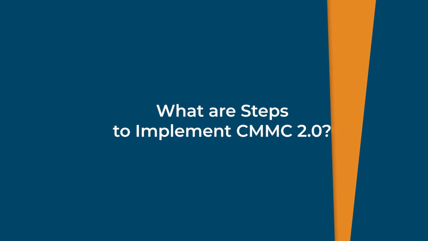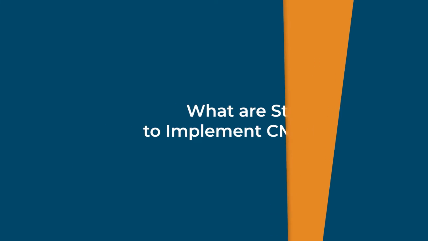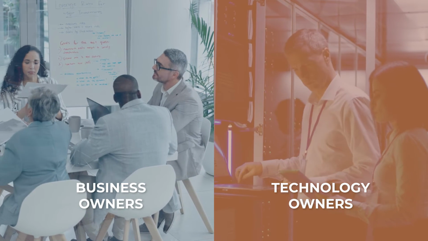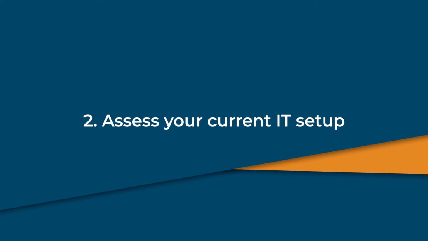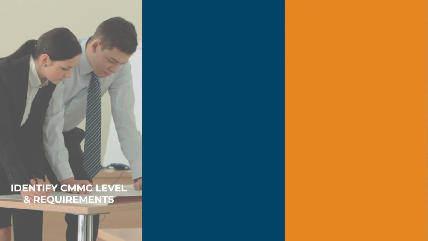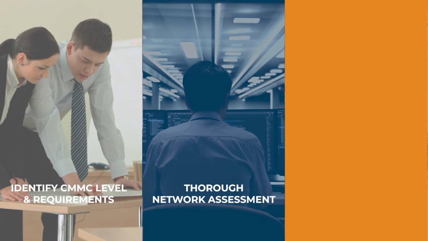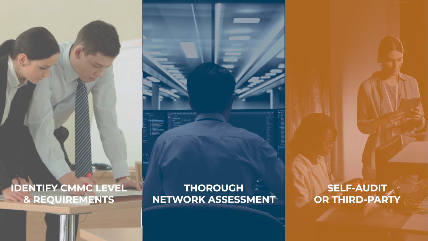Steps to implementing CMMC 2.0. First off, get the right people on board. You'll need high-level business owners involved in this process, in addition to technology owners, particularly those who are responsible for business risk. 2, assess your current IT setup. Identify your CMMC level and the requirements needed. Compare your network to the CMMC guidelines with a thorough network assessment. You can self-audit, or you can hire a third party to do the work for you.